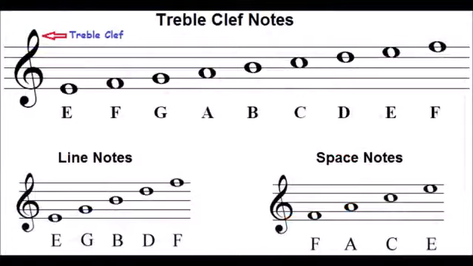If we take all the notes of the lines and spaces of the treble clef and place them on the staff, we will notice that the notes simply move in alphabetical order. Treble clef notes: E, F, G, A, B, C, D, E, F. Line notes: E, G, B, D, F. Space notes: F, A, C, E.